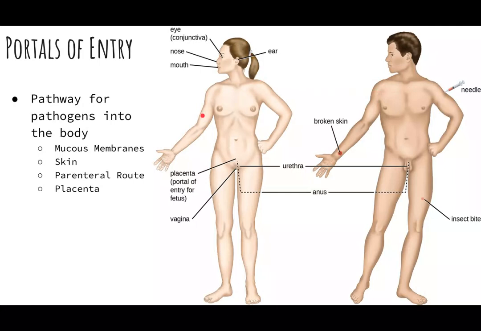Then we have the parenteral route. So the parenteral route is essentially any time the skin gets broken, either through a cut or through a puncture from, for example, a needle, that is going to be the parenteral route. And then there's the placenta. And the placenta is going to usually be a pretty strong barrier against infection, but there are certain types of pathogens like toxoplasmosis, which is able to actually get through that placental barrier and directly transmit from mother to fetus.